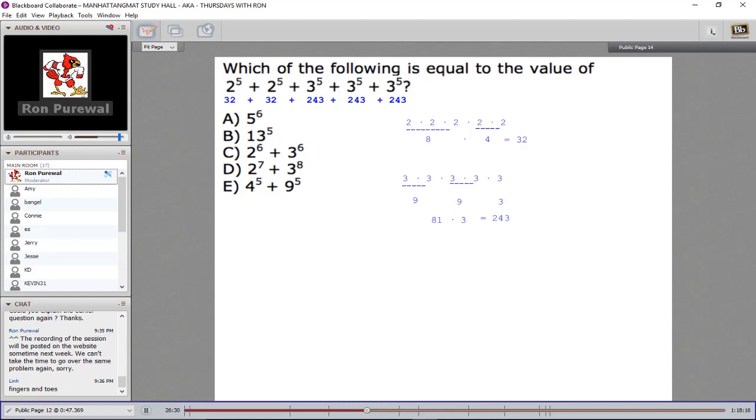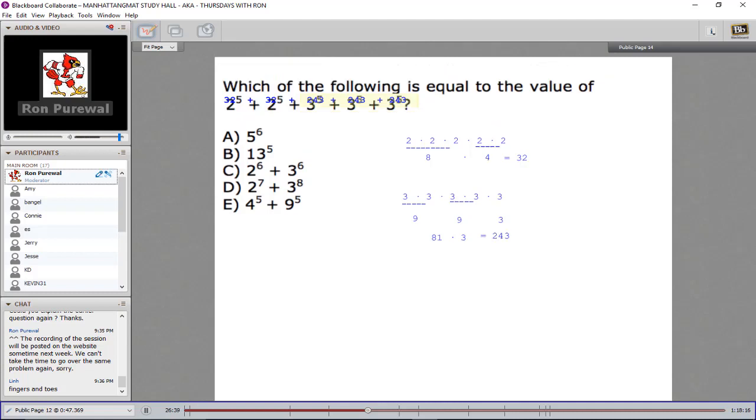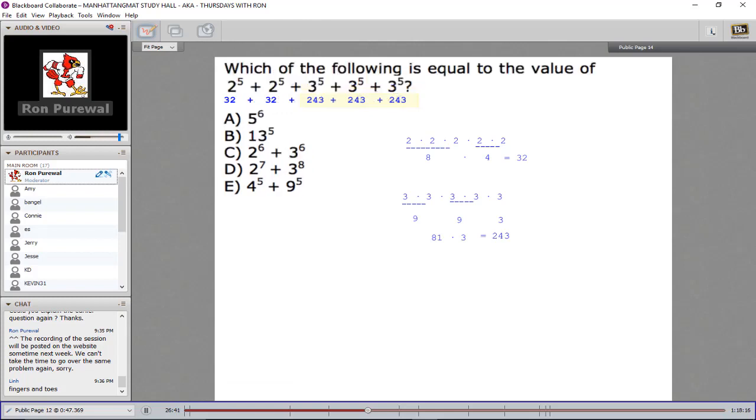How big is that? This is 3 times 243. 3 times 240 is 720, that's 7.9, and this is 64. So that is 793. So it's about 800, right? 800-ish.